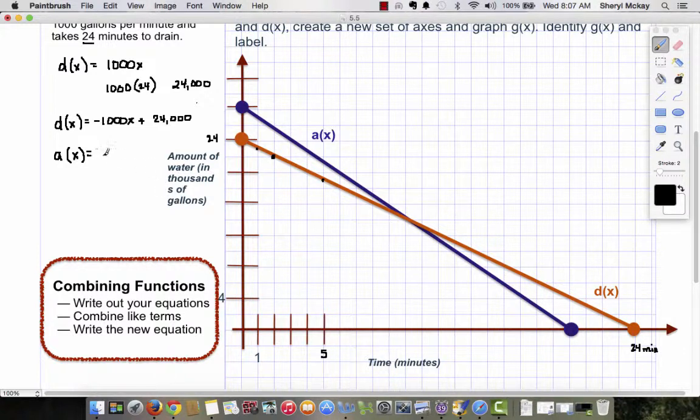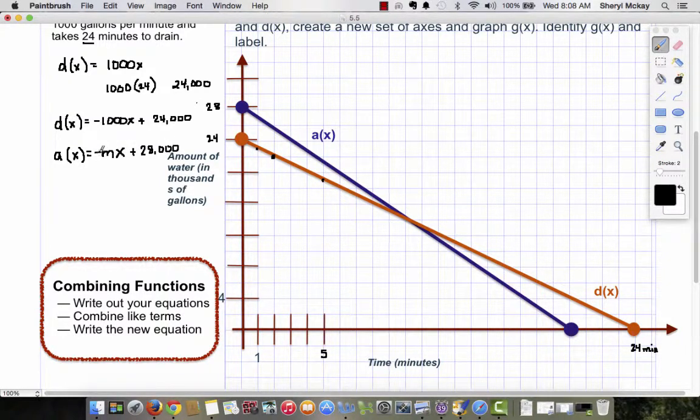So we don't know what the slope is, so we're just going to say m, okay, times x, which is the number of minutes, but we do know what the y-intercept is. What's the y-intercept? Well, the y-intercept is up here, which is 28,000, isn't it? So plus 28,000.